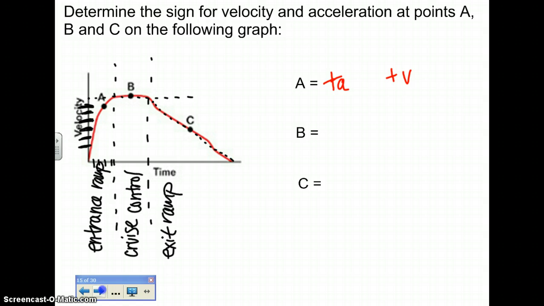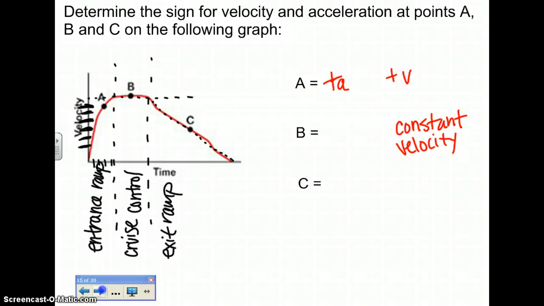Okay, so for part B, since you have a constant velocity, at 12:34 you're heading 65 miles per hour, at 12:35, 65 miles per hour, 12:36, 65 miles per hour.